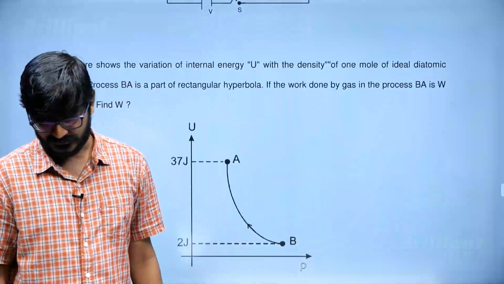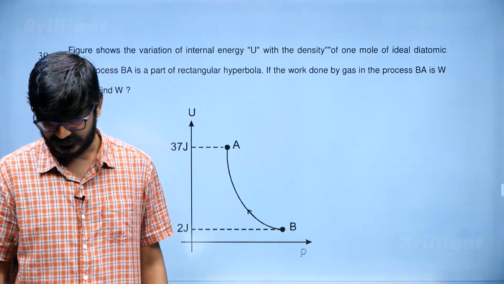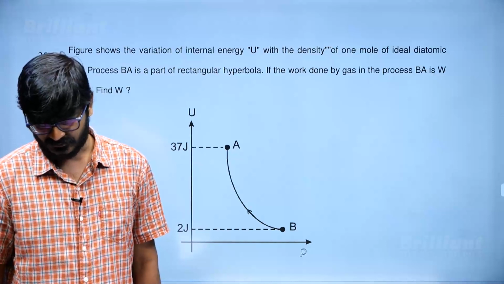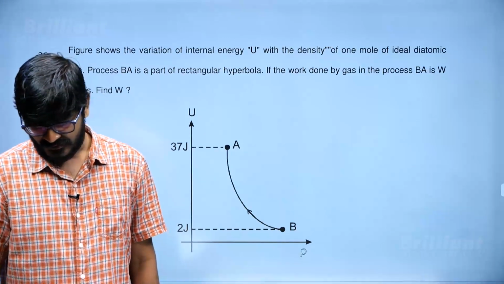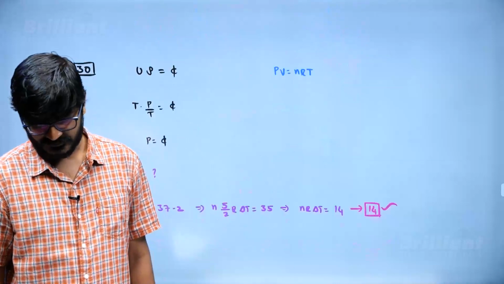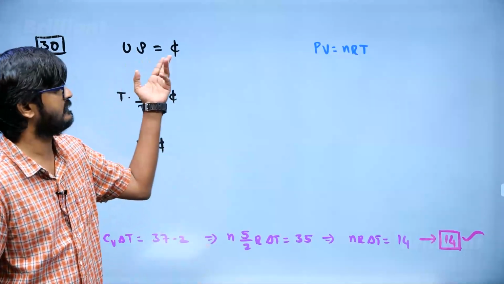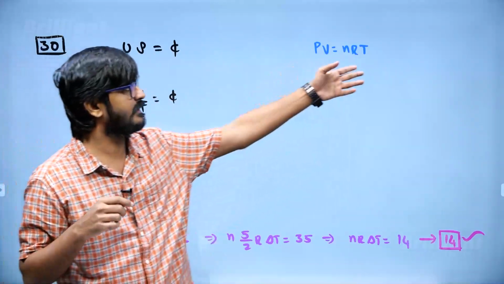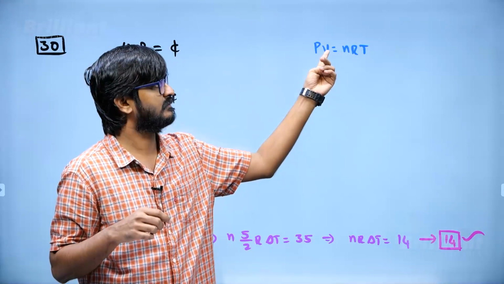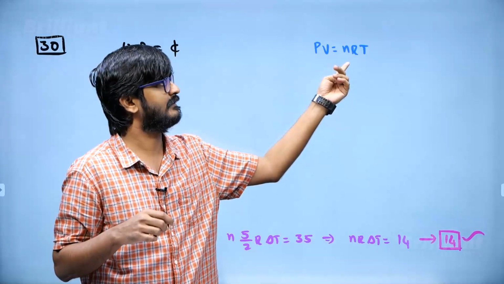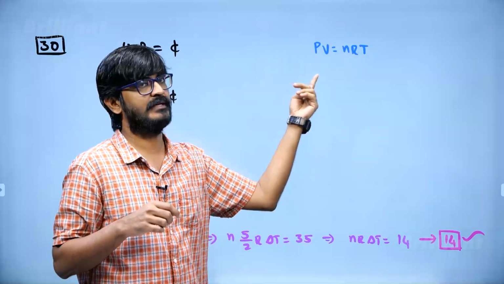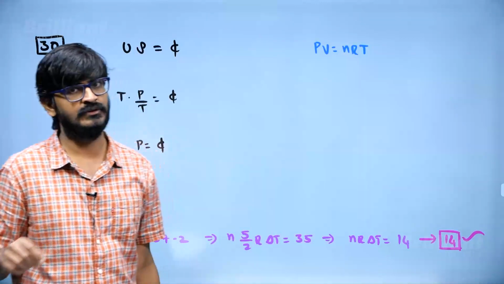Now the next question. The figure shows variation of internal energy with the density of 1 mole of ideal diatomic gas. Rectangular hyperbola, they said. So if the work done is W, then what is W? They said U into rho is constant, rectangular hyperbola, and you know PV equal to nRT. From here, n you can write as M by capital M, right? So when you take volume that side, you will be getting density. So rho by, when you take temperature this side, you will be getting P by T. P by T is proportional to rho.